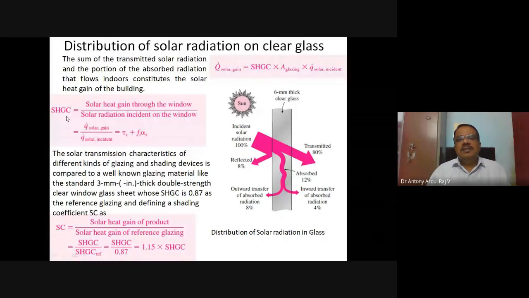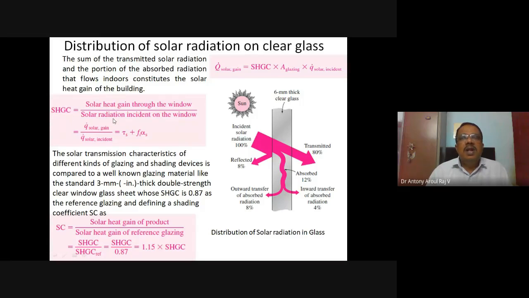It is a percentage, very simple. The percentage of heat entering into the building divided by total incident radiation. So what is the percentage of heat entering into the building? It's very simple: amount transmitted plus absorbed. In that absorbed, what is the fraction entering into the room? That is it.